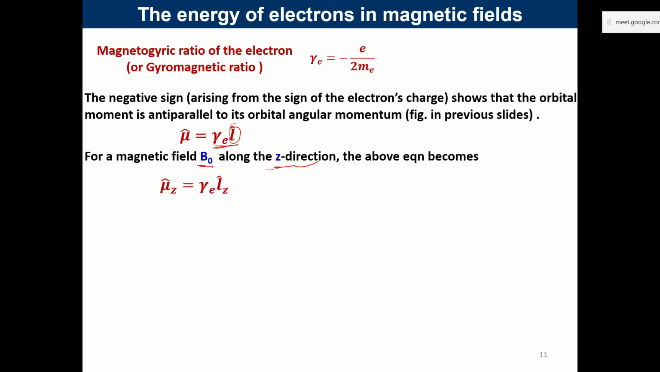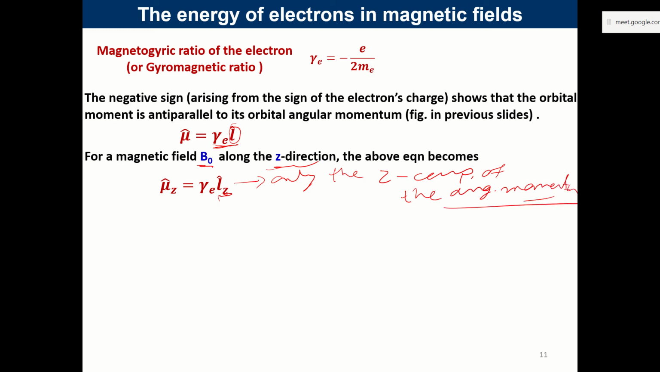So only take the z component of the angular momentum. Only the z component of the angular momentum counts for calculation of magnetic moment.